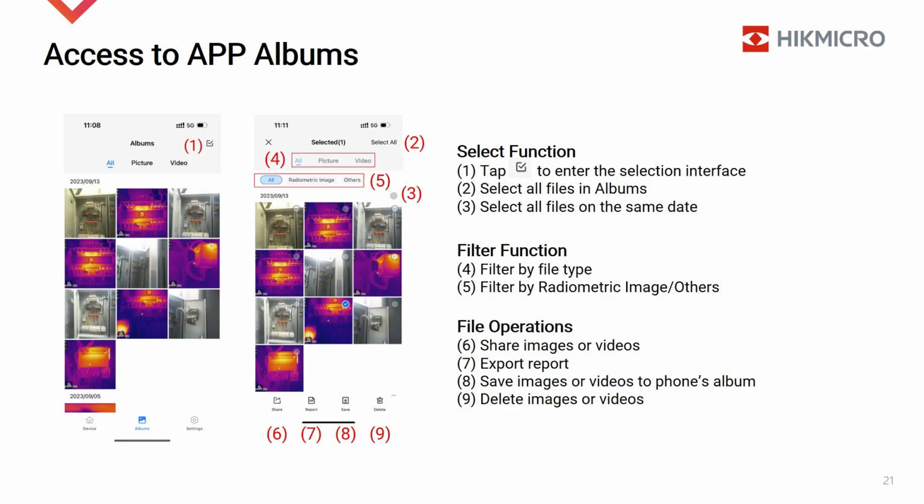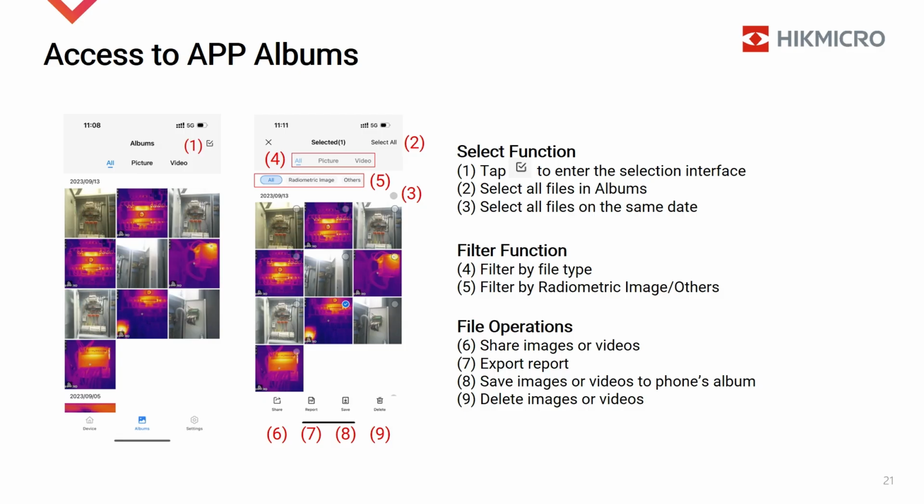Radiometric image is the most often subtype of file for editing and reporting, and the subtype of others is for visual image. In the third section, HIKMICRO Viewer provides several keys for file operations. Number 6. The Share key allows you to share images or videos by another mobile app, including email. Number 7. The Report key is a path to generate a report with the selected images and create a PDF report file.